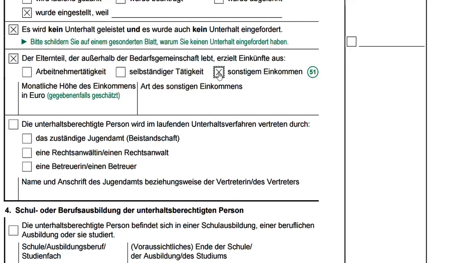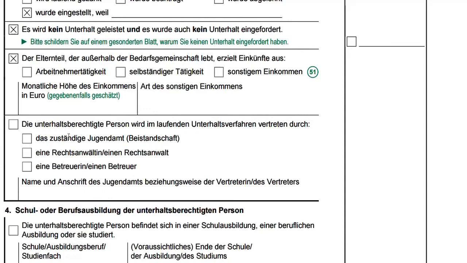Here you write the amount of the income of his or her father in euro. If you do not know exactly how much income he or she has, you can estimate that. I mean, approximately how much income he or she has, you have to write it here. And here you write the type of the income he or she has.